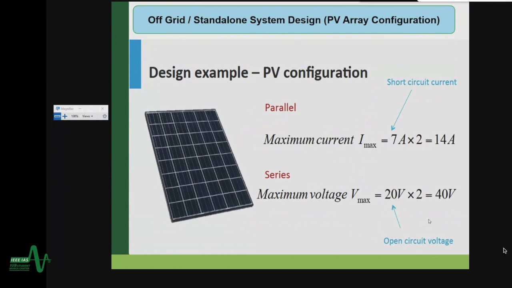2 panels is required. Now comes the configuration. Either you will choose the parallel connection or series connection. So if you choose that 2 solar panels will be connected in parallel connection, that time the current issue is there. So maximum current Imax will be short circuit current. We have 7 ampere multiplied with 2, it is 14 ampere.